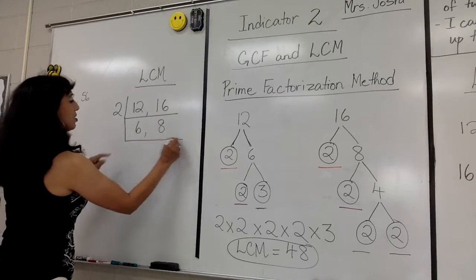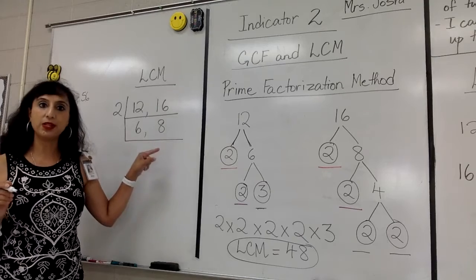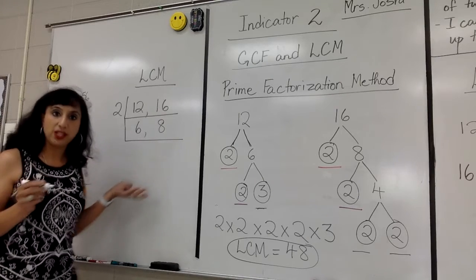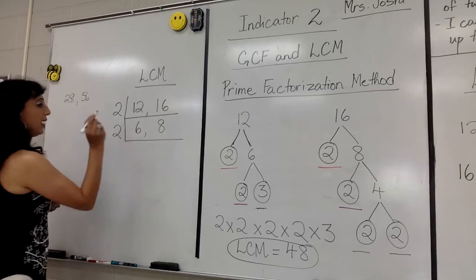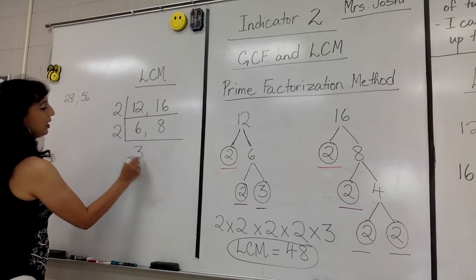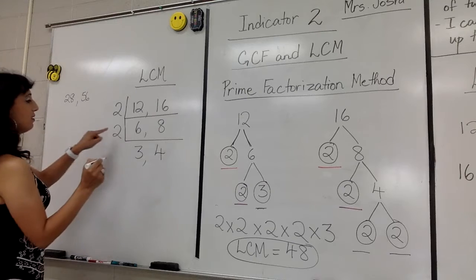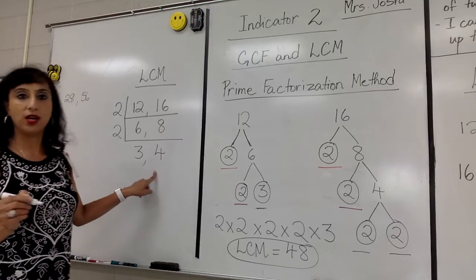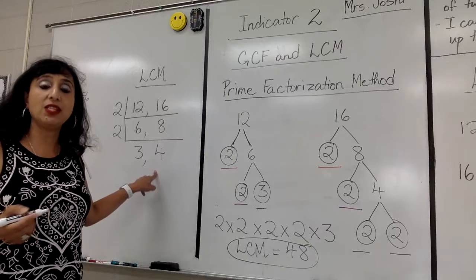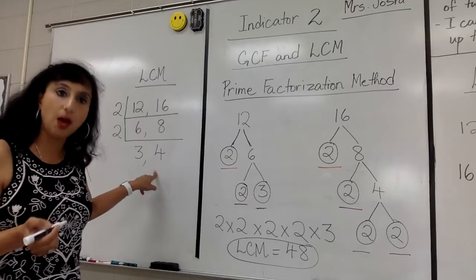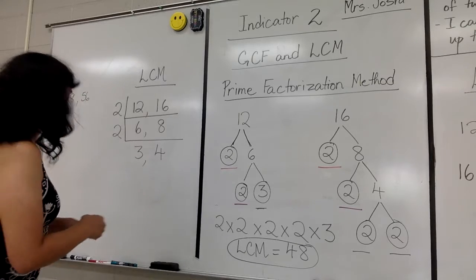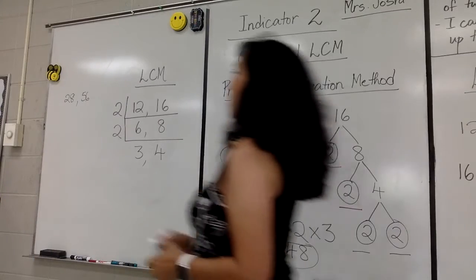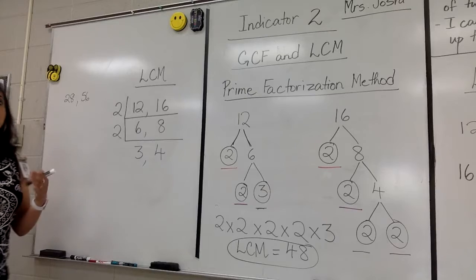Okay. Now let's see, because they are both still even numbers, therefore they are both divisible by 2. I am going to divide by 2 again. And I get 3 and I get 4, because 6 divided by 2 is 3, 8 divided by 2 is 4. Now, just like in the previous stage, now there's nothing common. There's nothing common.